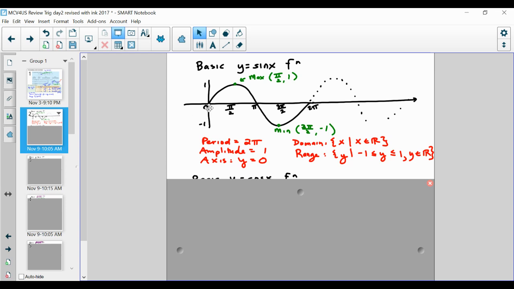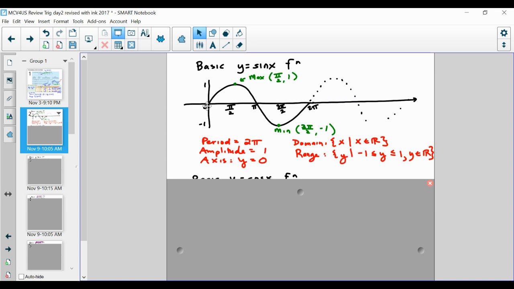So the basic sine function has a shape that looks like this. It has a mountain and a valley, if you like to think of it that way. It has a period of 2 pi. It takes 2 pi to do a full cycle. And it has a maximum at 1 and a minimum at -1. The amplitude, therefore, is only 1, and the axis is y equals 0.